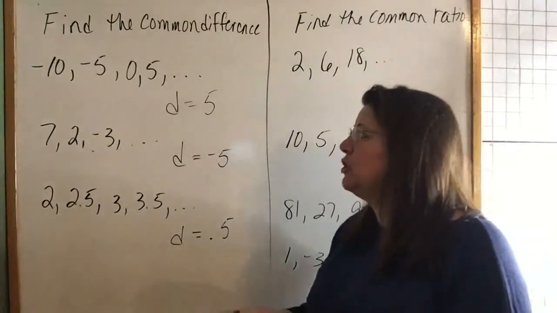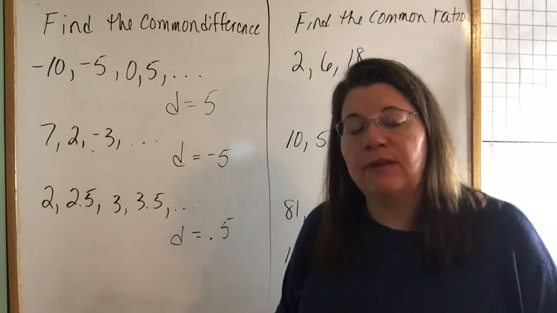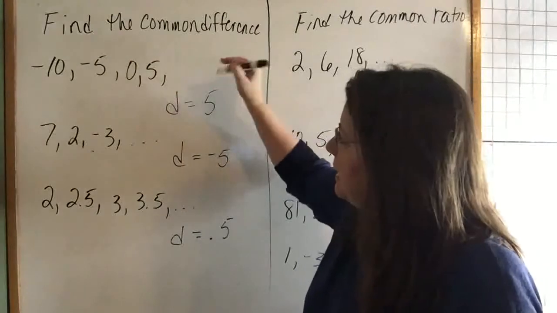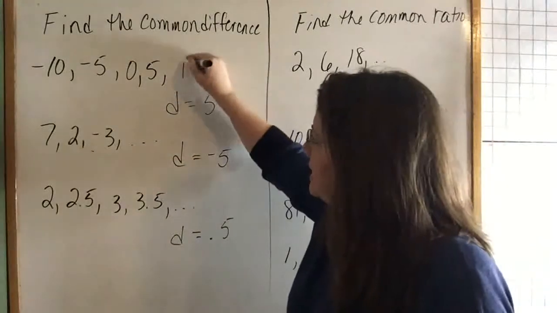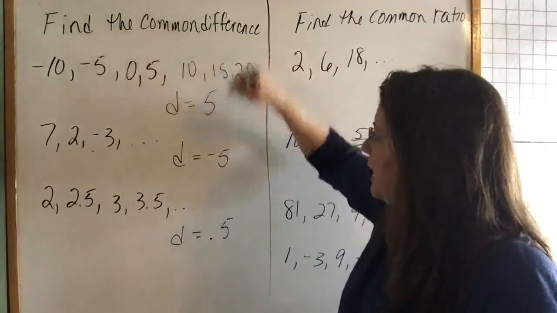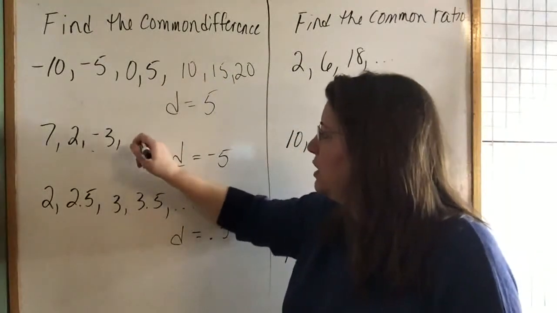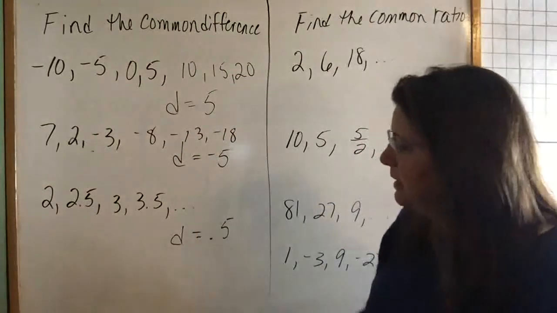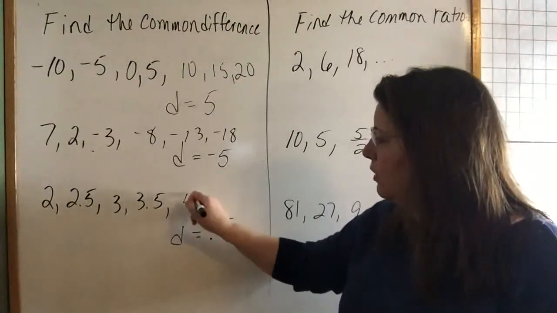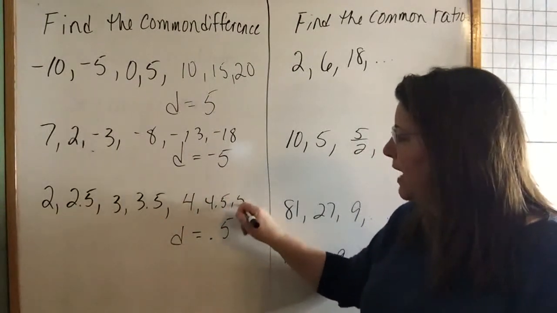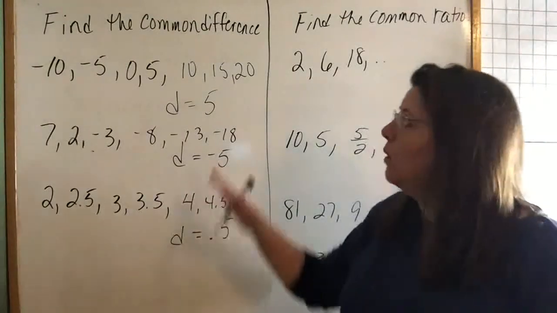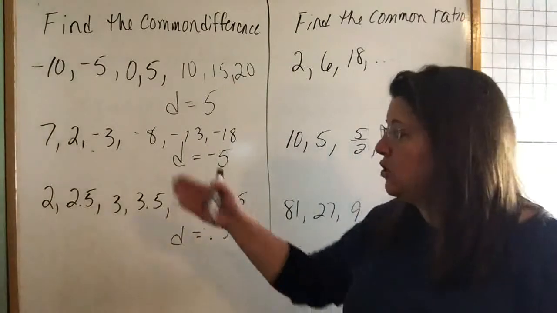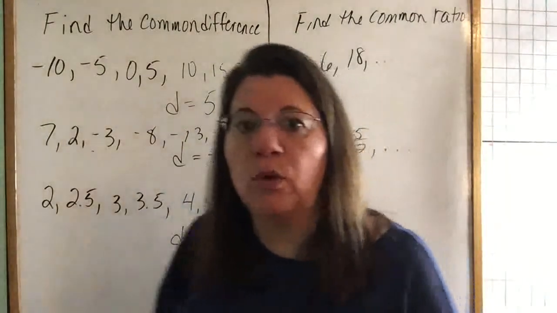Another thing they might ask you to do is find the common difference and then find the next 3 terms. Well, for this one, the difference was 5, so the next 3 terms would be 10, 15, and 20. For this one, the next 3 terms would be negative 8, negative 13, negative 18. For this one, the next 3 terms would be 4, 4.5, and 5. So we could use what we find as the common difference to extend the sequence out further, or we could just find the common difference. They may ask us to do one or the other.